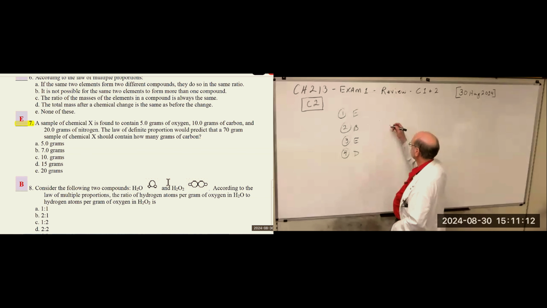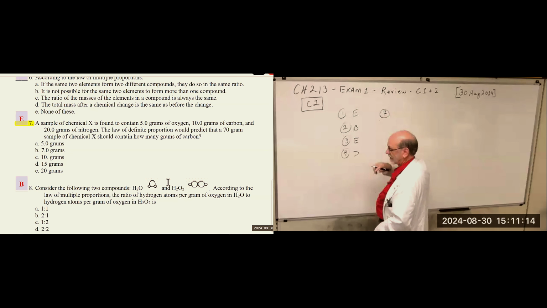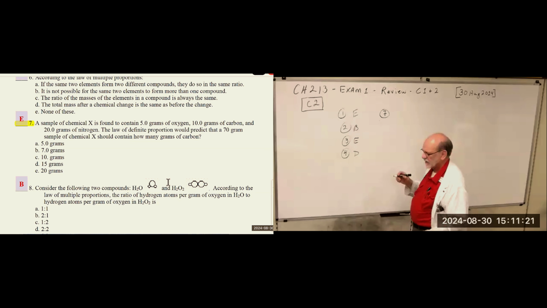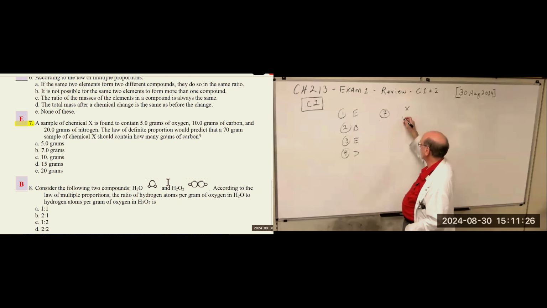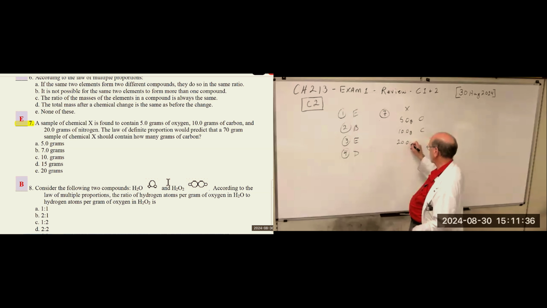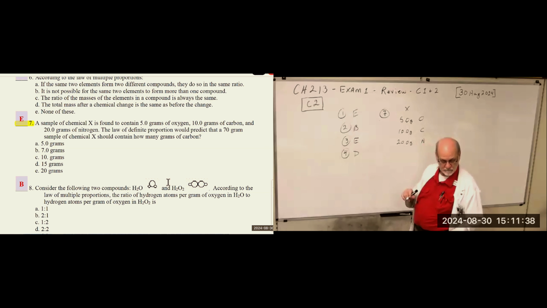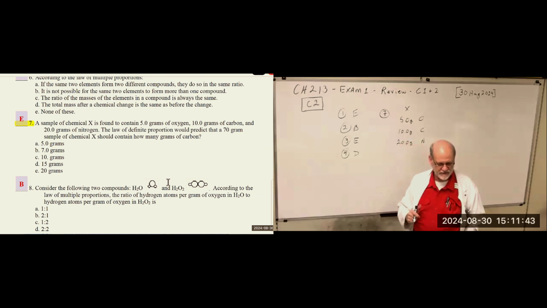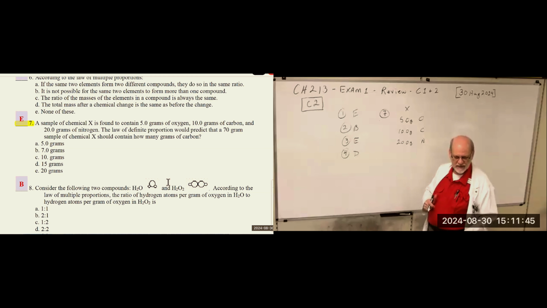Okay, 7. A sample of chemical X is found to contain 5 grams of oxygen, 10 grams of carbon, and 20 grams of nitrogen. So we have this compound, and it's been analyzed to give us 5 grams of oxygen, 10 grams of carbon, and 20 grams of nitrogen. The law of definite proportions would predict that a 70-gram sample would contain how much carbon?